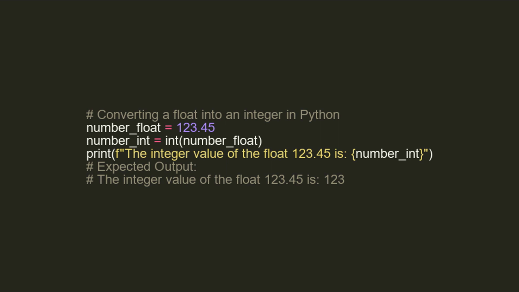a variable called numberInt. Lastly, we use the print function, which outputs the integer value derived from the conversion of the float, 123.45. From the output, we can see that the function int has successfully truncated the decimals and converted 123.45 to 123.